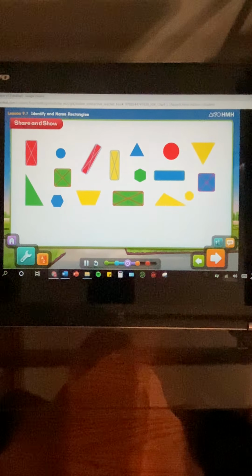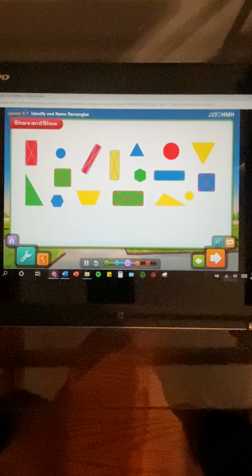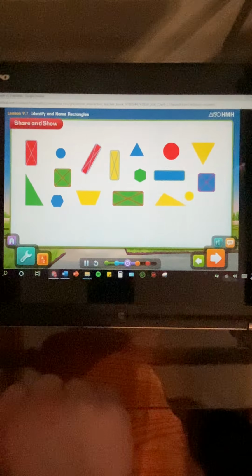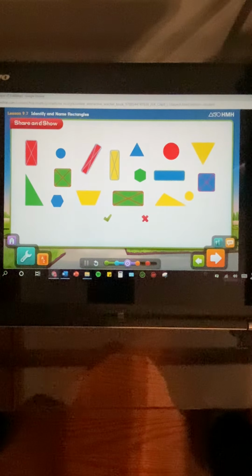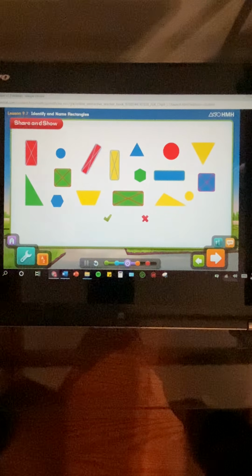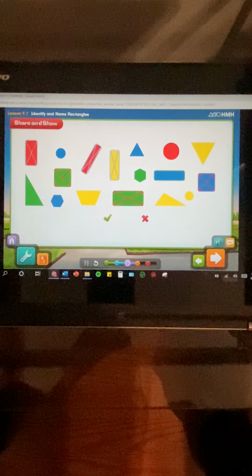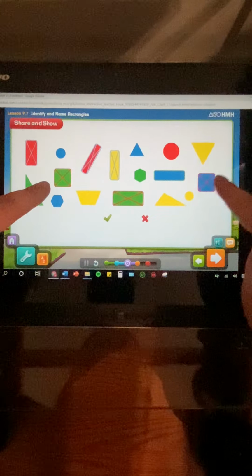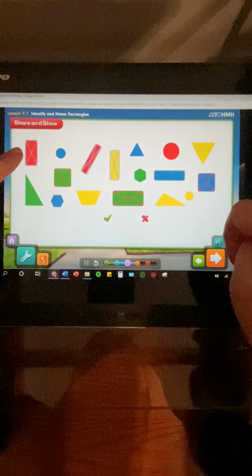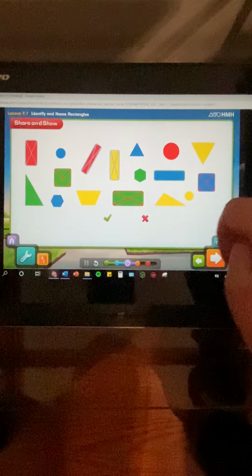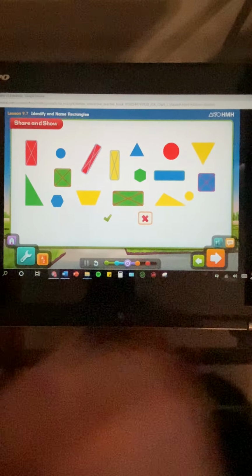How many rectangles did you find? 7. Do all of the rectangles look the same? Select the green check mark for yes or the red X for no. Let's see. Do all of the rectangles look the same? What do you think? No, I don't think they all look the same because these squares look different, right? The squares have 4 equal sides and the rectangles don't have all 4 sides that are equal. So I'm going to hit the red X. That means no, they don't all look the same.